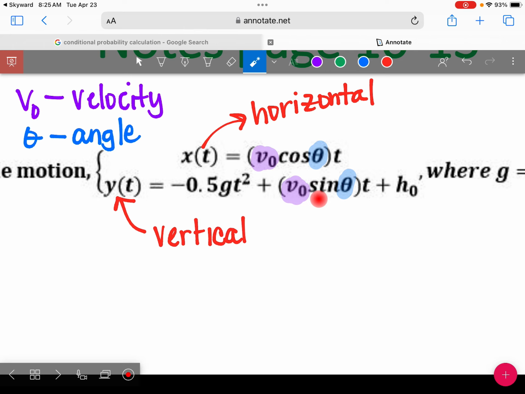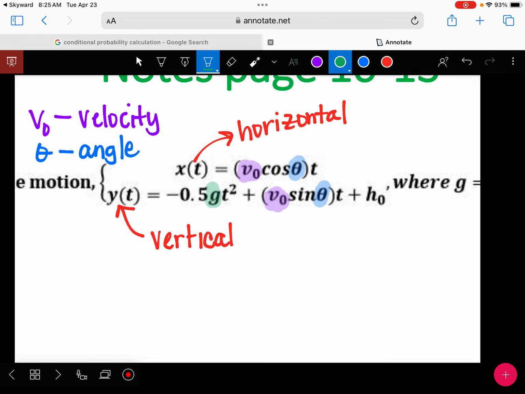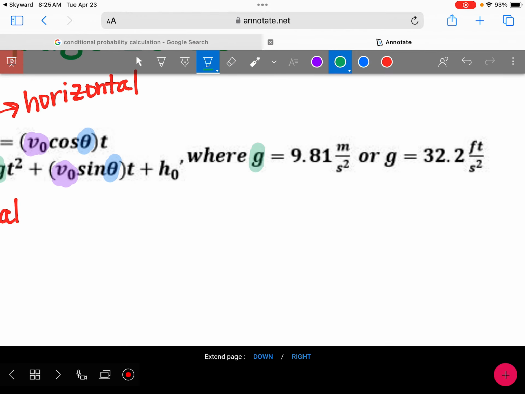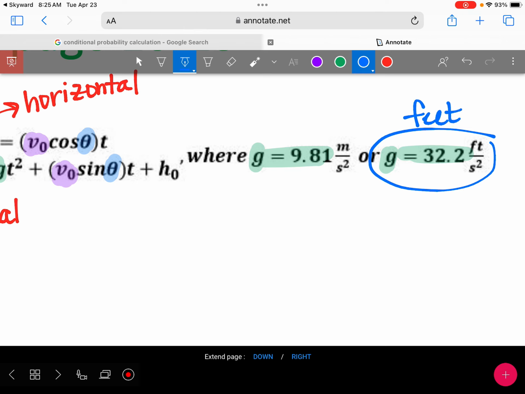Okay, so now let's look at your vertical component. It has 2 additional variables in it. This next one, G, represents gravity. So let's look over here. Do you see how it says there's 2 different numbers that we can use for G? If it is in feet, we're going to use this one. So if your velocity says feet per second, we're going to use that gravity. And if it's in meters, we're going to use 9.81. It's either one or the other for gravity.